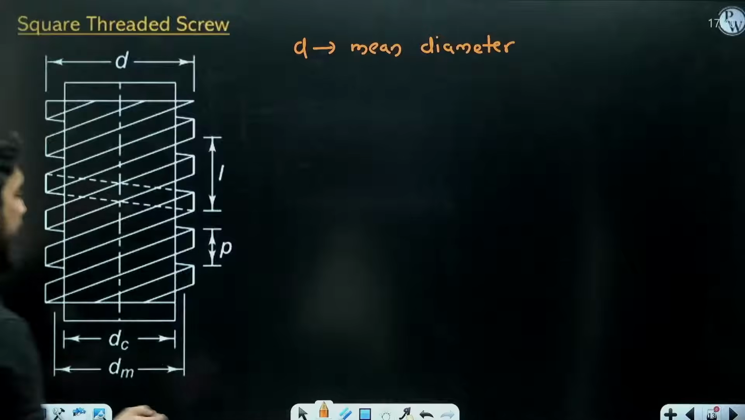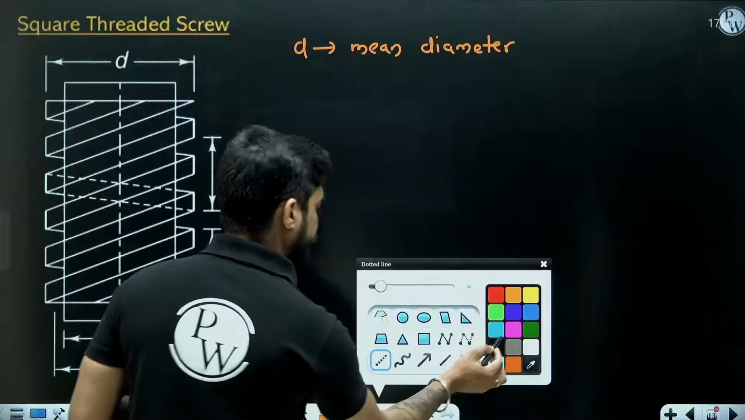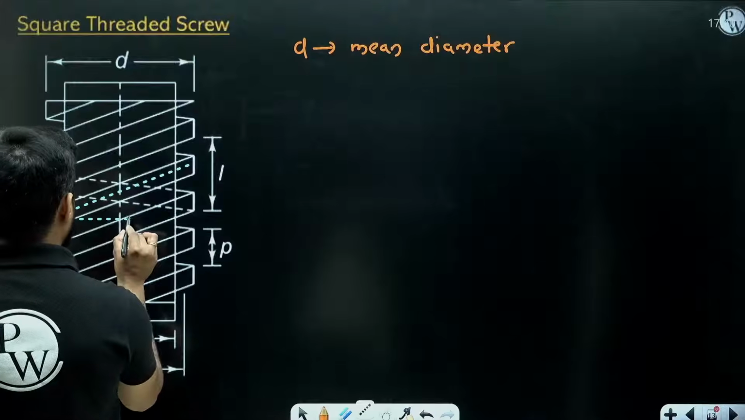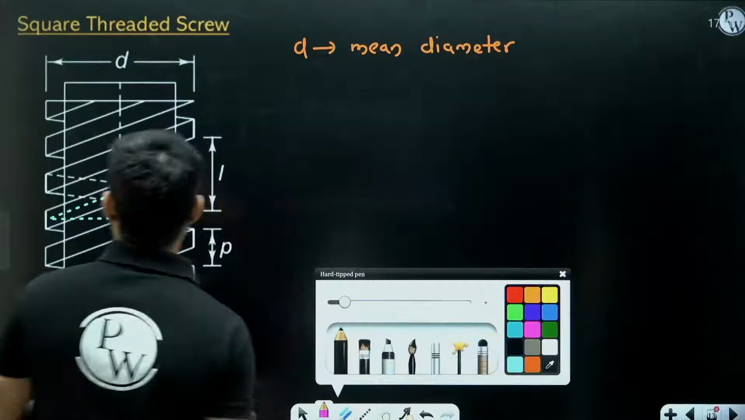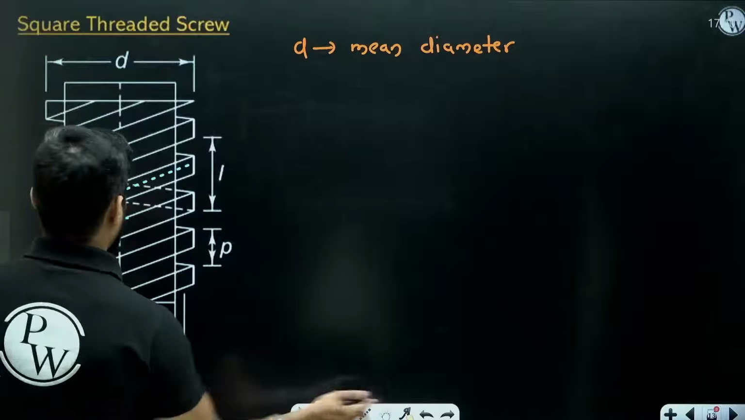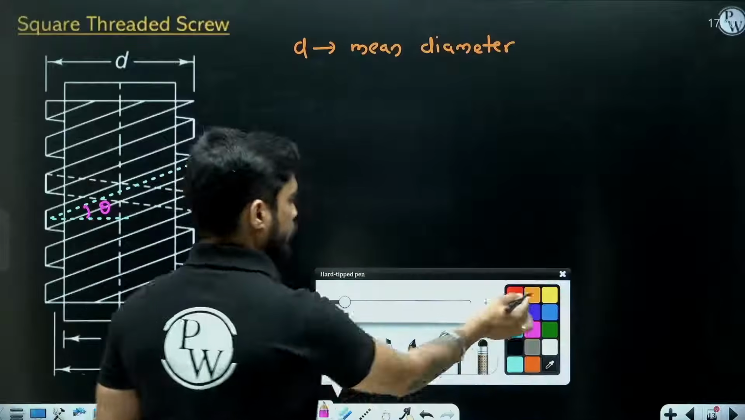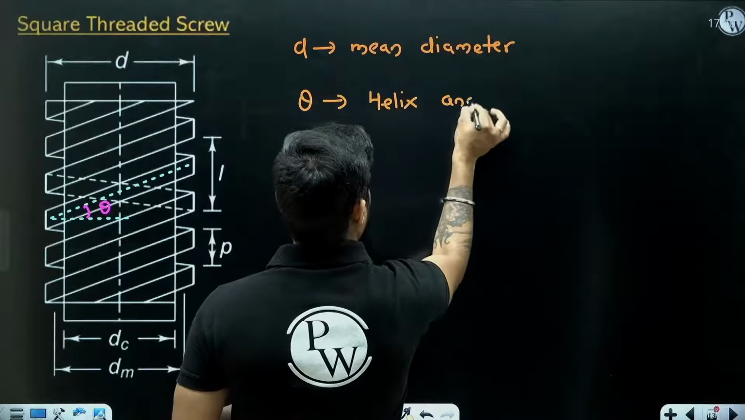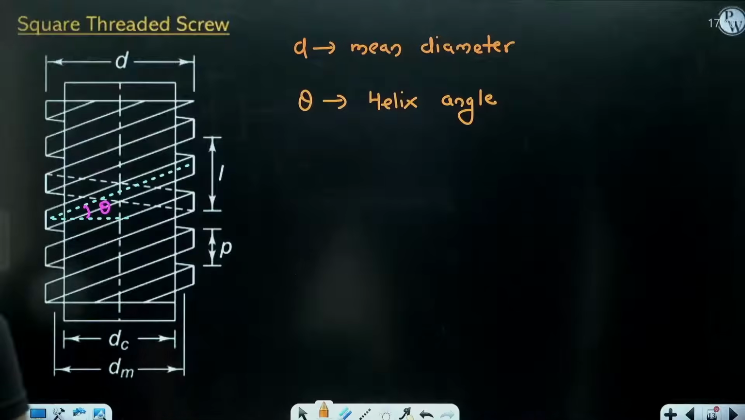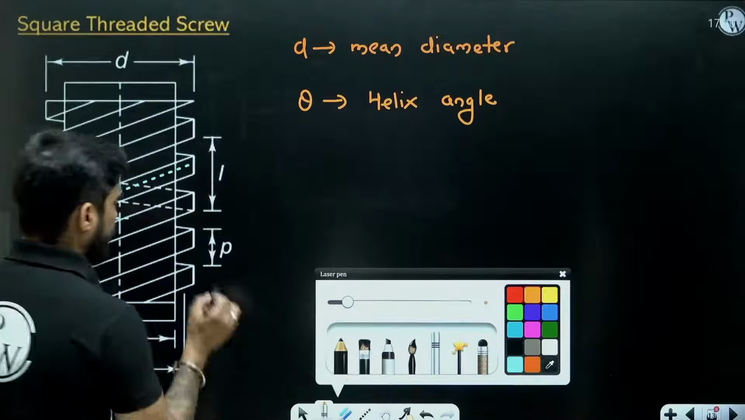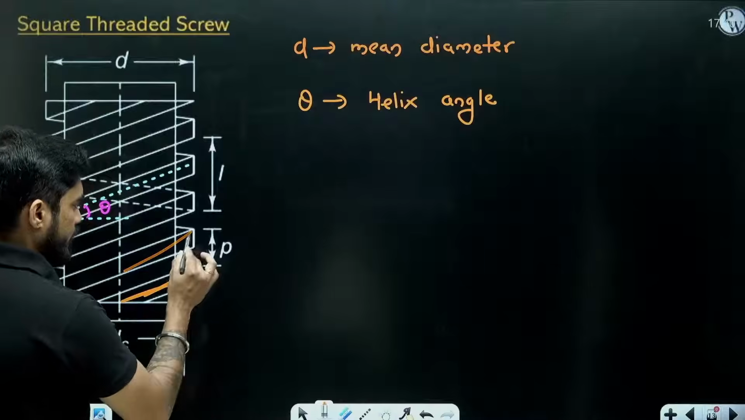Now these threads are at an angle. You can see here, they are inclined at an angle. This angle is known as the helix angle. Let me call it theta. So this theta is known as the helix angle.